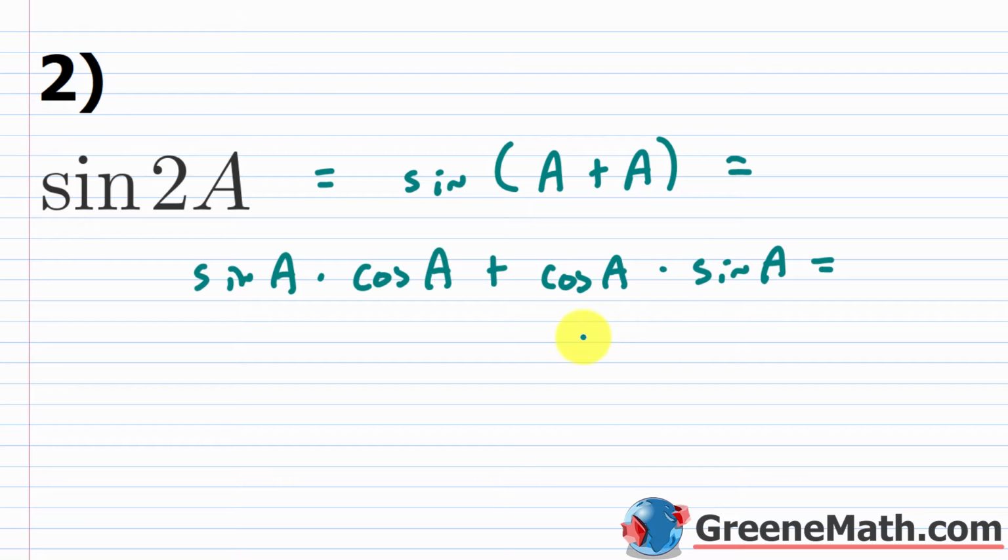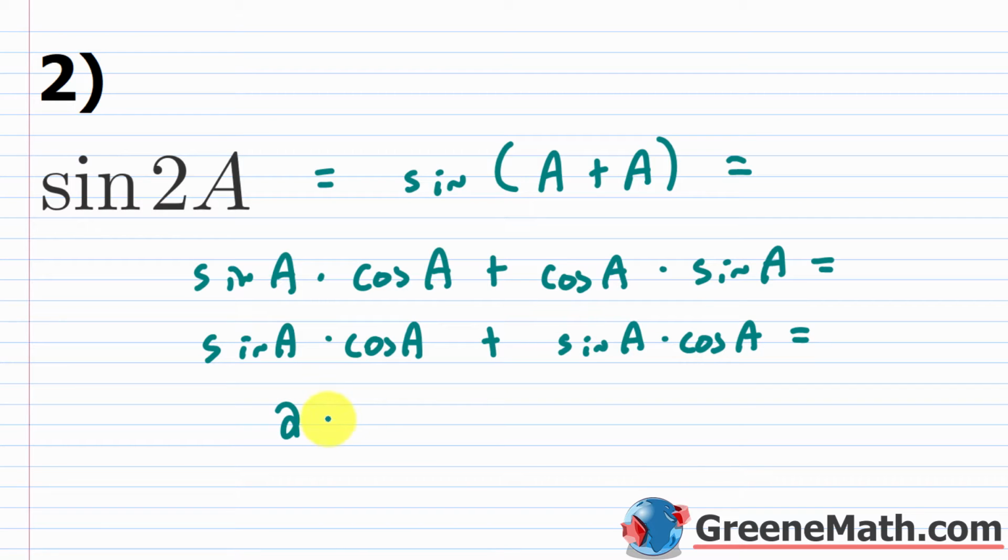So I could flip this around and say that this is the sine of a times the cosine of a as well if I wanted to. So let me actually write it like that. So this is the sine of a times the cosine of a, and then plus the sine of a times the cosine of a. So that means I have 2 of this guy right here. Right? So I could just say this is 2 times the sine of a, and then times the cosine of a. So that's our formula.